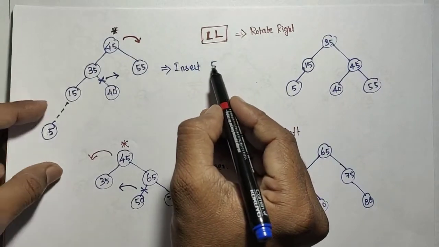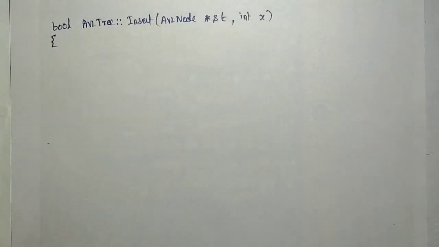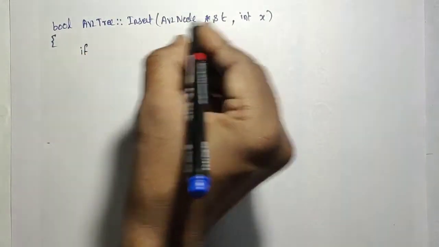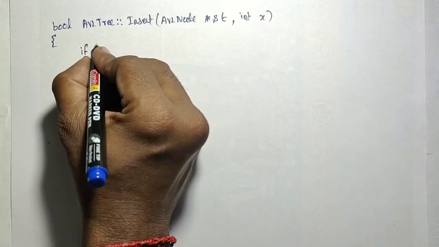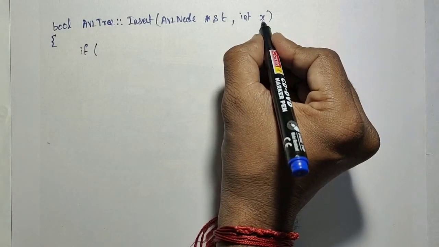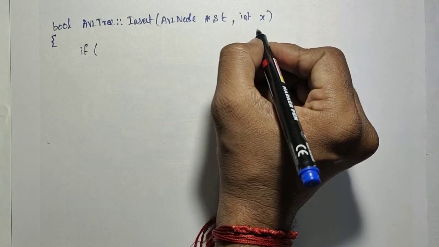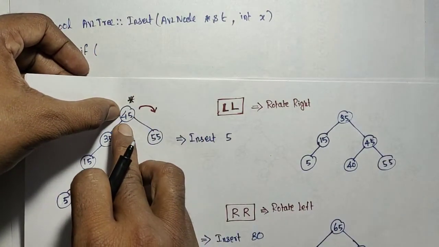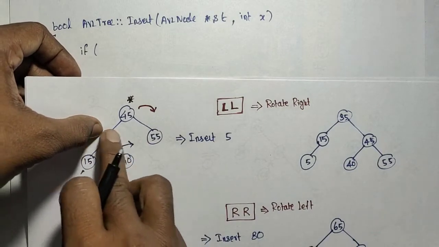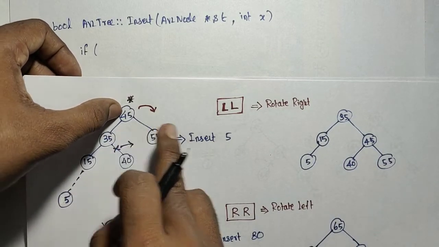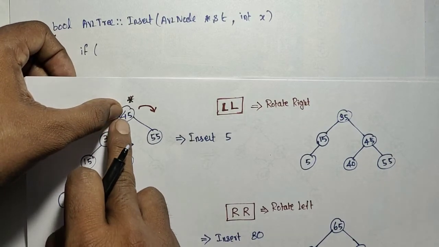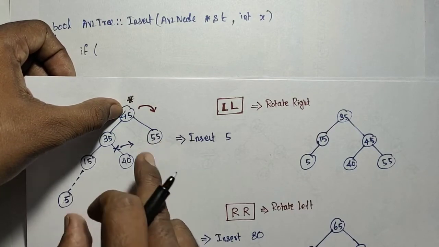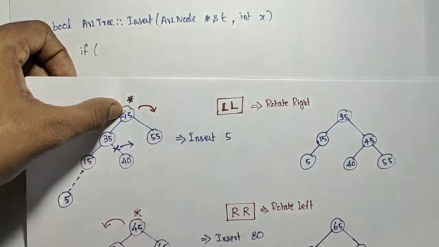So in that case what is happening? So I have to check if, okay, x is less than that t of data. Less than, this is the t, okay, less than the t of data, okay, insert that x in the t of left, okay, and then if that x is greater than the t of data, insert that x in t of right, okay. So for that insertion we can call this function recursively.